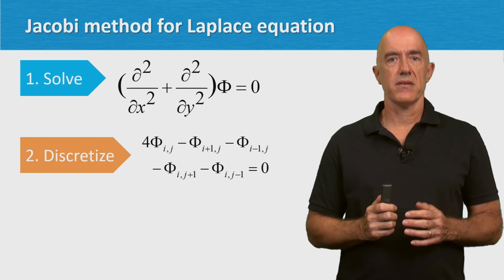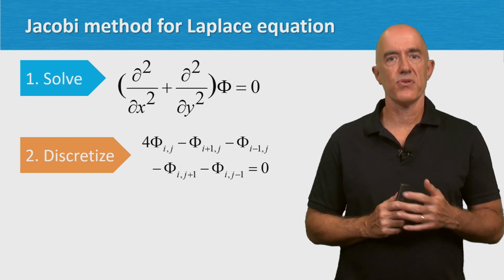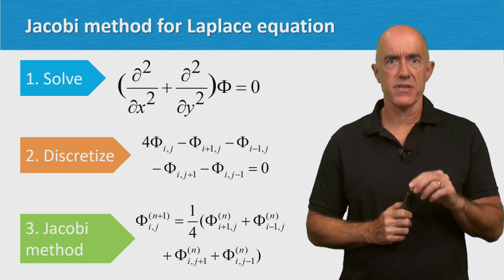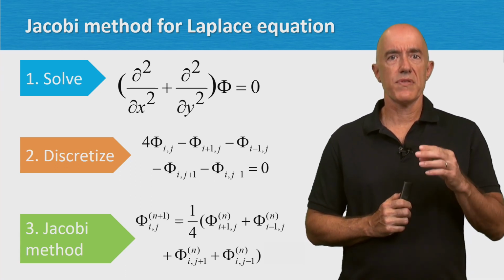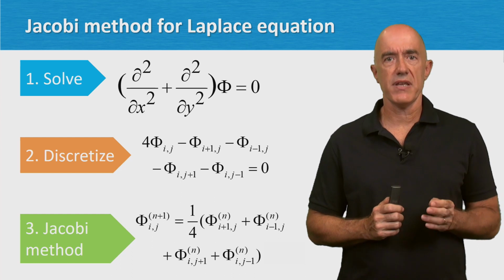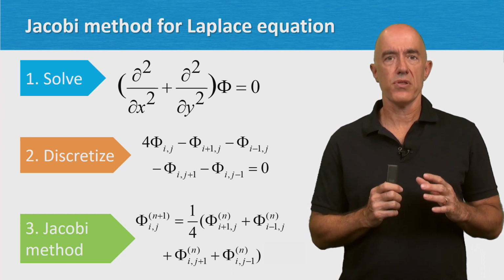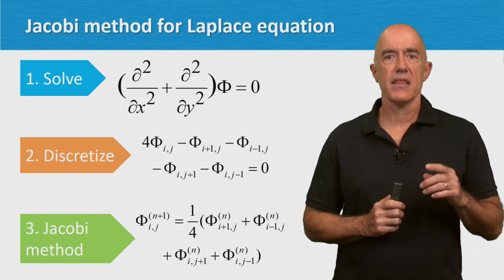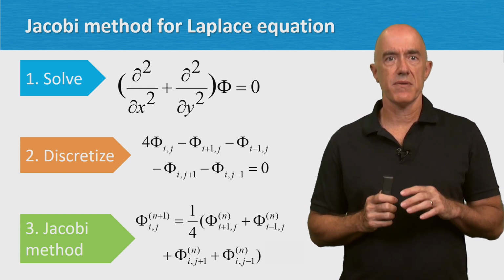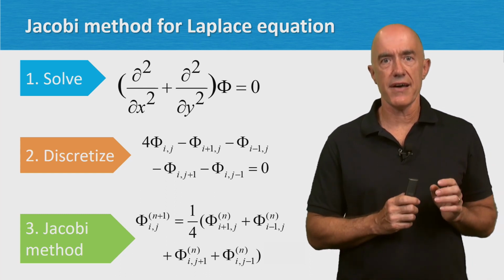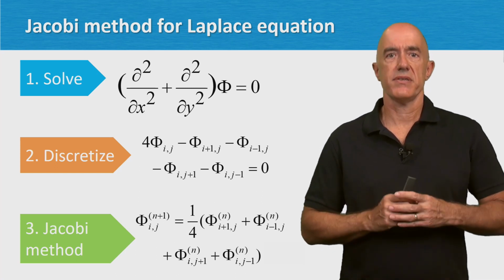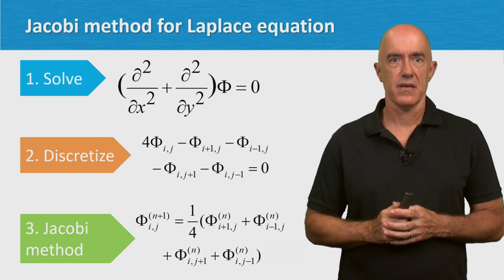We discretize the Laplace equation in the usual way, but here we write down an iterative scheme. We put the ij term on the left-hand side and pull all the other terms to the right-hand side. We then label the iteration steps by n plus 1 on the left and by n on the right. This is the Jacobi method.